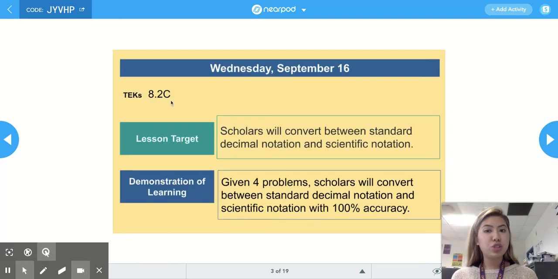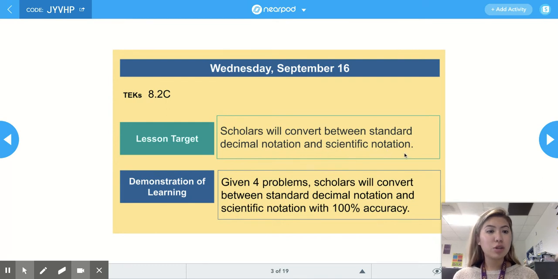Today's TEK is 8.2C. Our lesson target is that scholars will convert between standard decimal notation, or standard form, and scientific notation. Our DOL is given 4 problems. Scholars will convert between standard decimal notation and scientific notation with 100% accuracy.